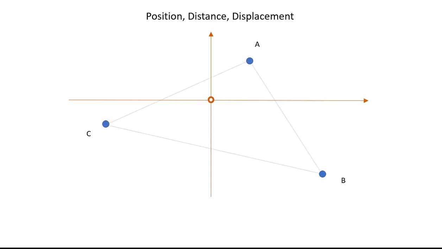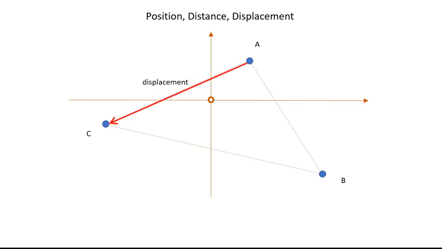Now, if we consider the path from A to C having gone first to point B, we get that the distance traveled is the actual length of the path traveled, all positive without regard to direction. We literally just measure the path length that we traveled.